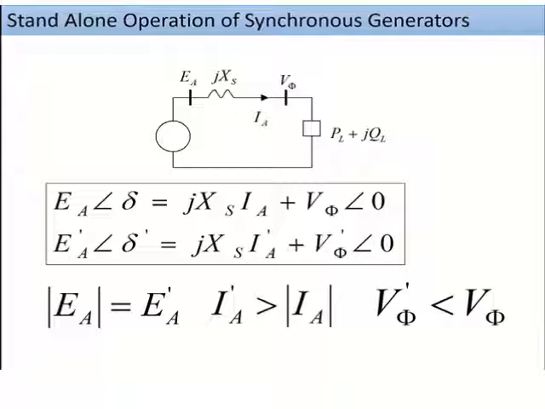Now we are increasing the load, considering that the excitation remains the same, that is Ea is equal to Ea. Now the load has increased, that means Ia has increased. So if Ea is equal to Ea and Ia dash has increased, then after applying the load, the equation becomes Ea dash angle delta dash is equal to j Xs Ia dash plus V phi angle theta. Therefore, V phi reduces.